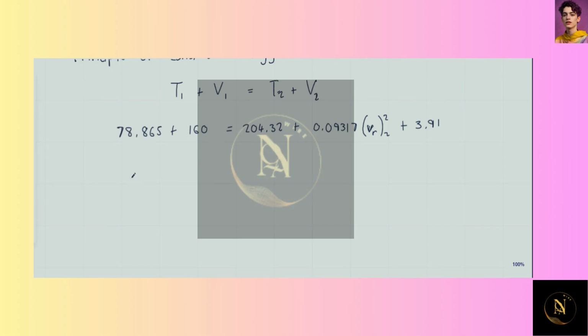So rearranging this, we can solve for V_R, which is our answer for part 2. So V_R in position 2 is equal to 18.13, and that's feet per second.